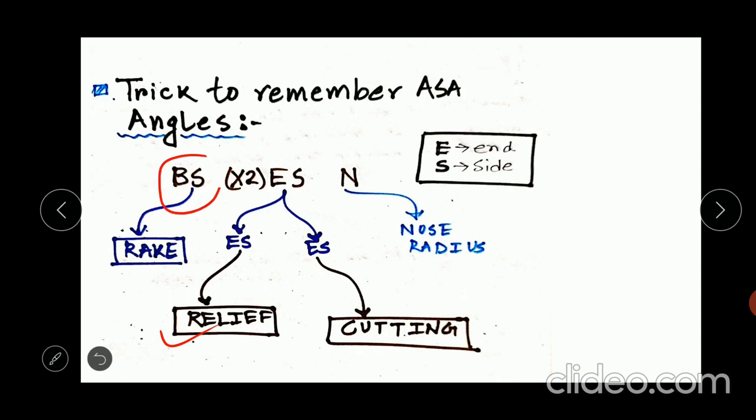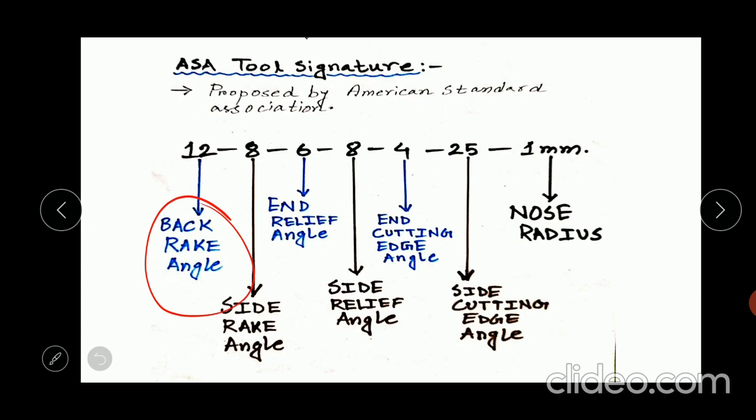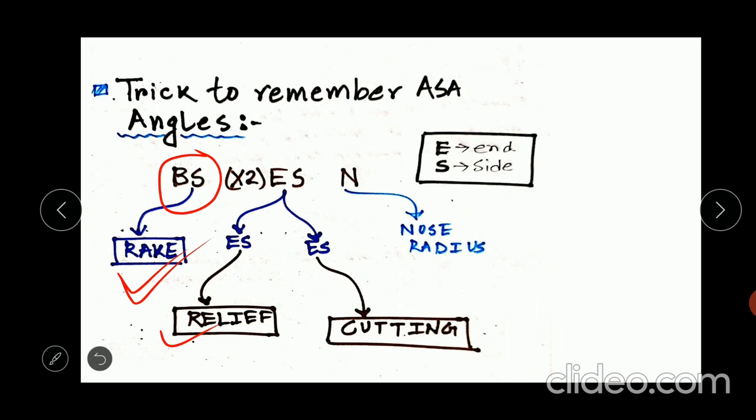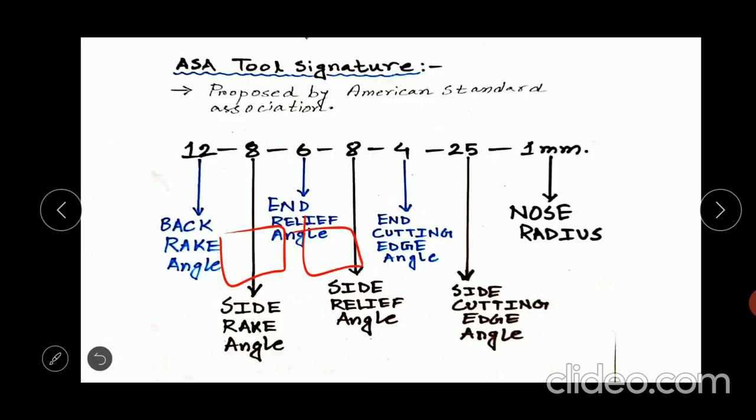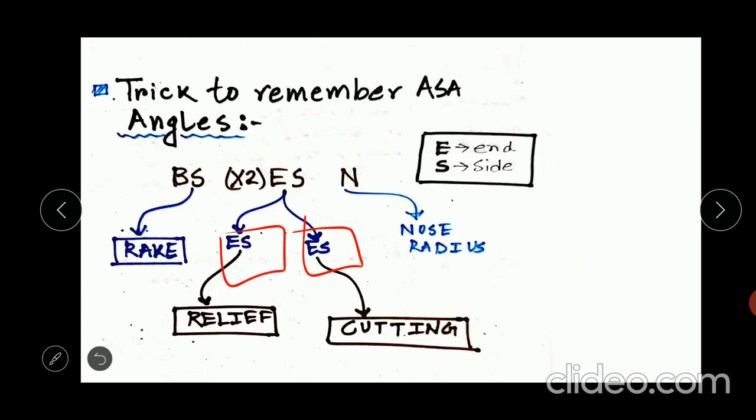The first part BS is related to the rake part. You can see here back rake angle and side rake angle. So the first 2 angles are related to the rake part of the single point cutting tool. Next it is written 2 times ES. The third and fourth angles are end relief angle and side relief angle. So the first ES stands for the end relief angle and the side relief angle, and the second ES is cutting related.